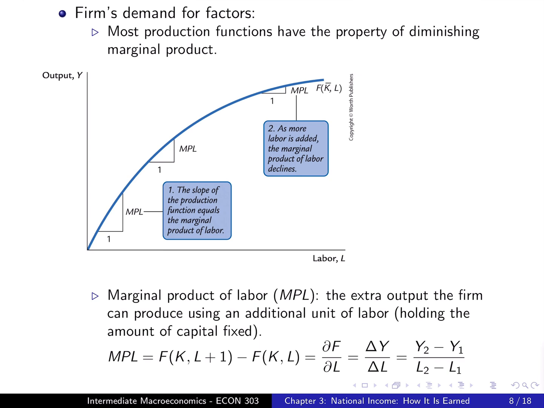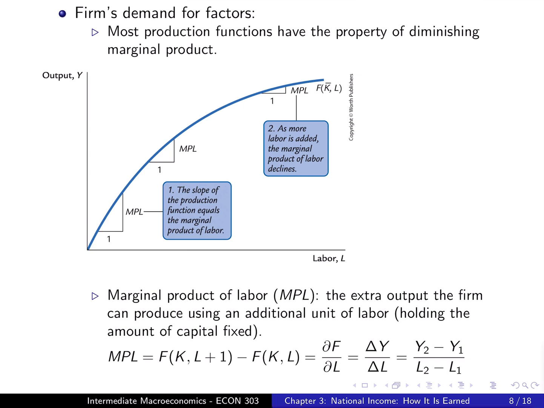This graph illustrates the relationship between labor input L and output Y, given a fixed amount of capital K. The curve represents the production function, a function of K and L. The slope of the curve at each point corresponds to the marginal product of labor, MPL. As more units of labor are added, the MPL diminishes. This is shown by the curve becoming flatter, a clear illustration of the law of diminishing marginal returns.